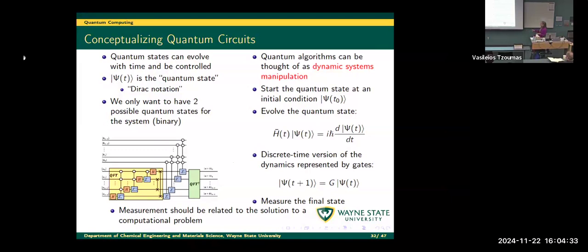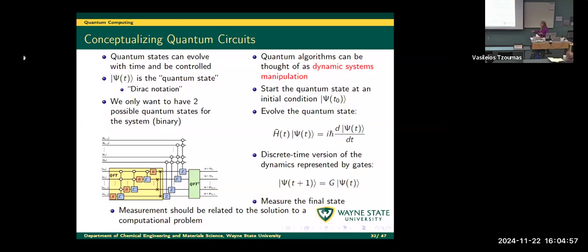And so how does a quantum algorithm actually work? Well, you could really think of quantum algorithms as dynamic systems manipulation. So the idea is that you will start your quantum state, your qubits, in an initial condition, ket psi of t0. Then you will evolve the quantum state with time, and it will obey the Schrodinger equation, because that's the dynamics of the quantum system.